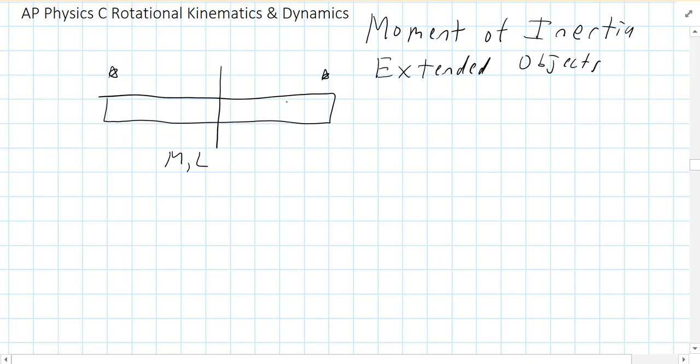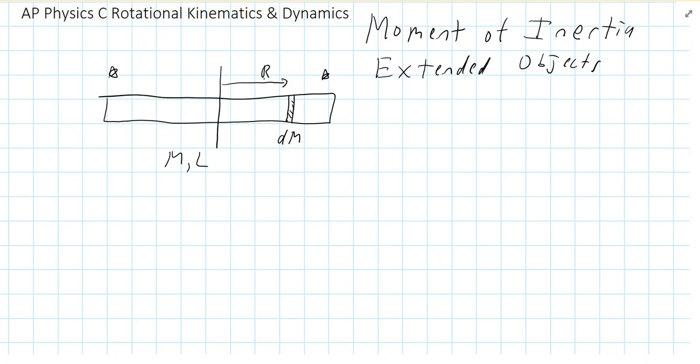What we're going to do is split the meter stick up into a whole bunch of tiny, tiny little chunks. That little chunk is going to have a mass dm. That means a differential mass; it means it's approaching zero, but not quite zero. So this little tiny chunk is some radius r from our axis. And what is the length of that chunk?